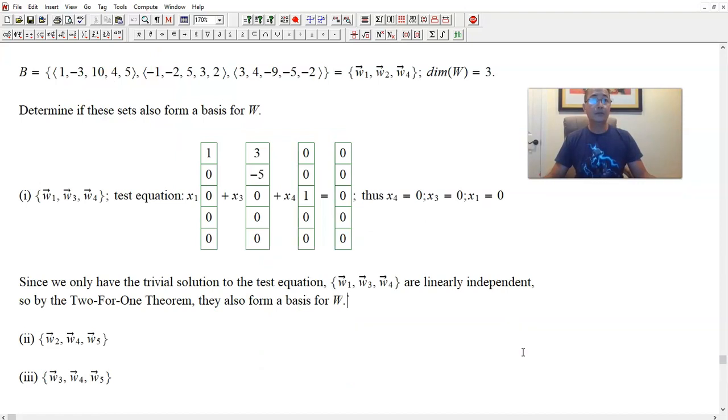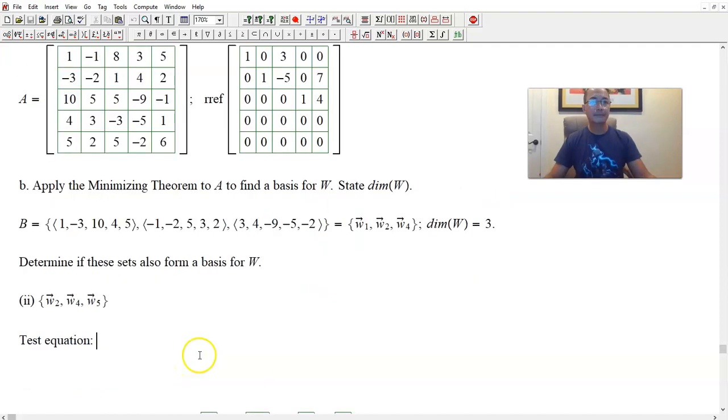Okay, so there's our conclusion. We only have the trivial solution to the test equation, and so our 3 vectors here are linearly independent. And by the 2-for-1 theorem, they also form a basis for W. So we're going to do the same thing to our 2 other sets of vectors.